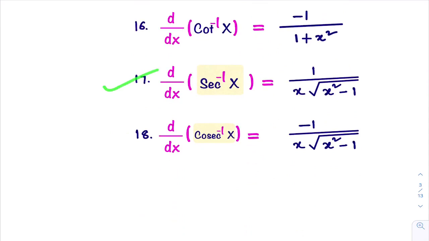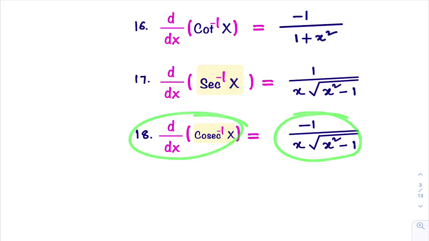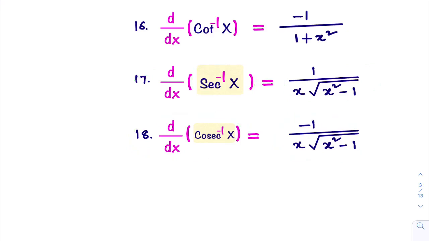Now derivative of secant inverse of x. Derivative of secant inverse x is 1 divided by x into square root of x square minus 1. Derivative of cosecant inverse x is minus 1 divided by x into square root of x square minus 1. What is the difference between these two? Only minus is the difference. So if you know derivative of secant inverse x, you can easily write derivative of cosecant inverse x.